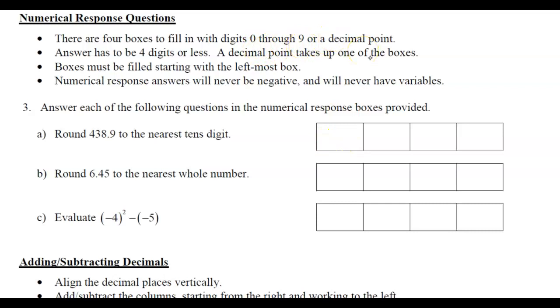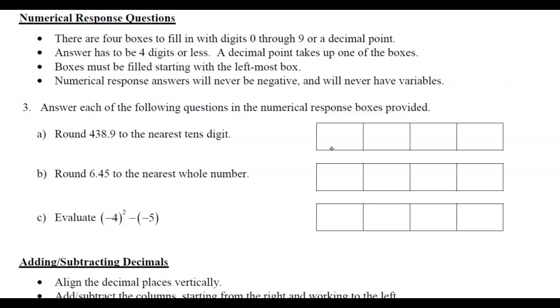or a decimal point. You never put variables, you never put units. It's called numerical response because it's numbers. The only non-number is the decimal that you put in. It has to be 4 digits or less. A decimal point takes up one of the boxes. Boxes must be filled in starting from the leftmost box. Numerical response answers will never be negative and never have variables.